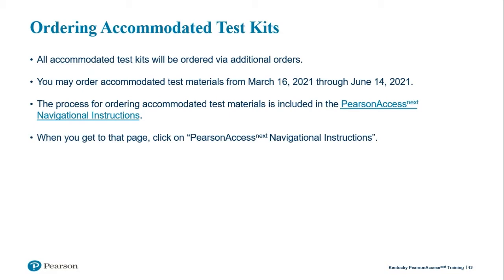As we talked about on the important dates, the additional orders can be started on March 16th and they can be ordered all the way through June 14th. There are specific instructions for ordering accommodated materials included in the Pearson Access Next navigational instructions.